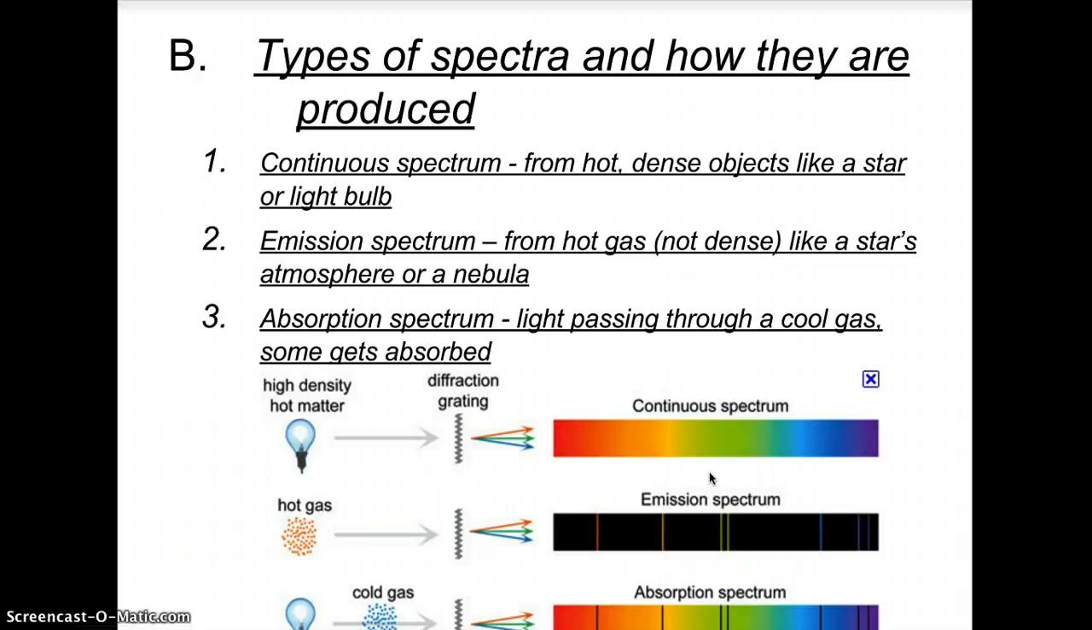The second kind is what we call an emission spectrum. This is typically produced by a hot gas, something that's not very dense. This would be something like a star's atmosphere, or what we call a nebula, which is similar to a galaxy.